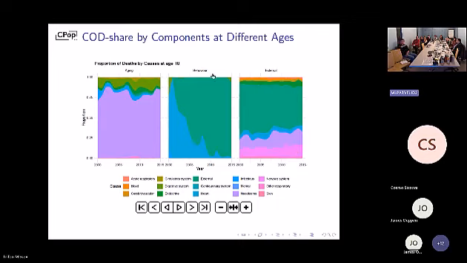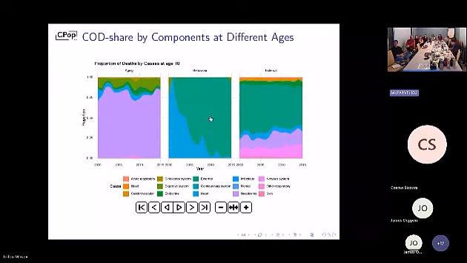The behavior component is basically either external or what is this? This should be heart, or infectious, yes. But the senescent component here is mostly cancers. So at age 10, you're not dying of old age, but you're dying because of cancer.